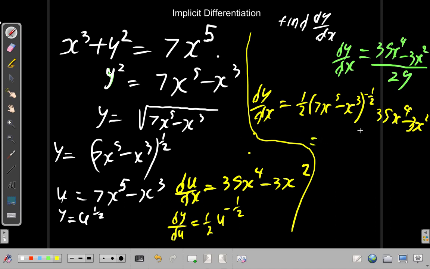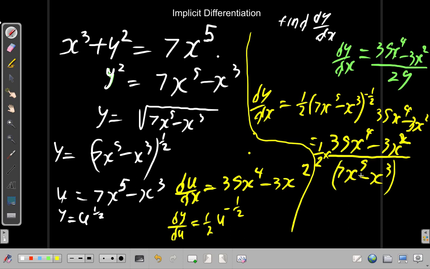Now, what does this amount to? This is 35x to the 4th minus 3x squared all over, and all of this should multiply by 1/2, so 1/2 times 7x to the 5 minus x cubed to the 1/2. Because remember, when you raise to the negative power, it's like 1 over to the positive power, it's to the 1/2. But when you raise to the 1/2, you're really finding the square root.